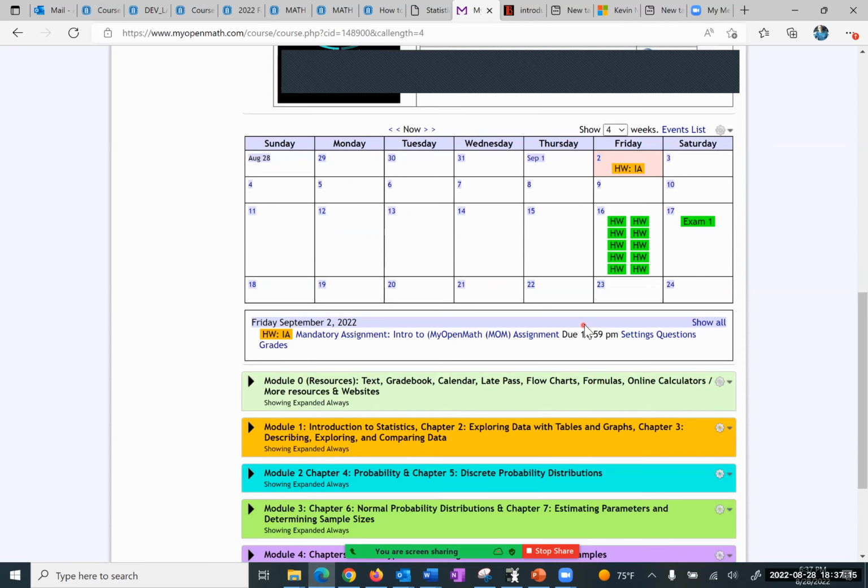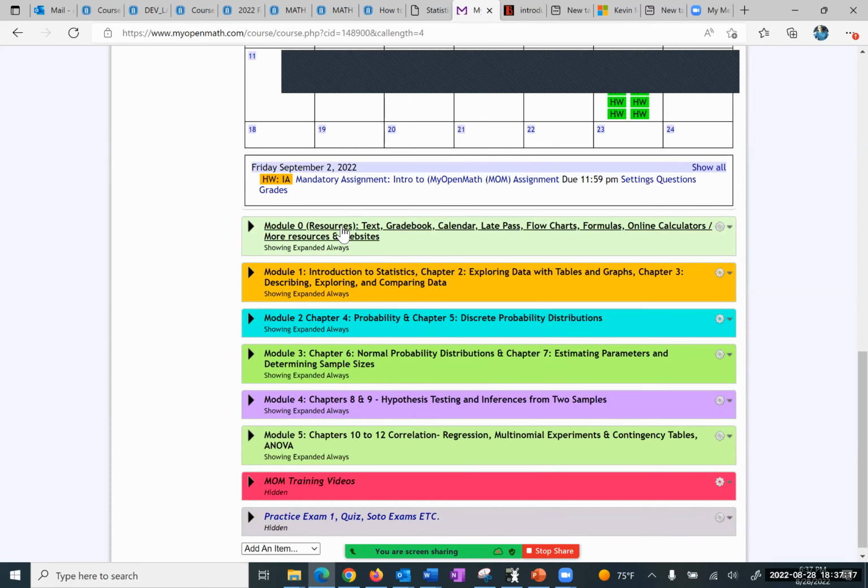Then we have module 0, which is resources, and modules 1, 2, 3, 4, 5. So I'm going to quickly show you what's in module 0, and then just show you module 1, the rest of them are the same. Module 0 contains a lot of resources, everybody.